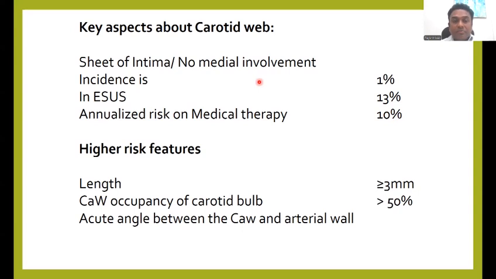Some of the higher risk features with the carotid web are the length of the carotid web, if it is more than 3 millimeter, and if it occupies more than 50% of the carotid lumen, and if there's an acute angle between the carotid web and the wall of the artery. These are considered to be higher risk features.